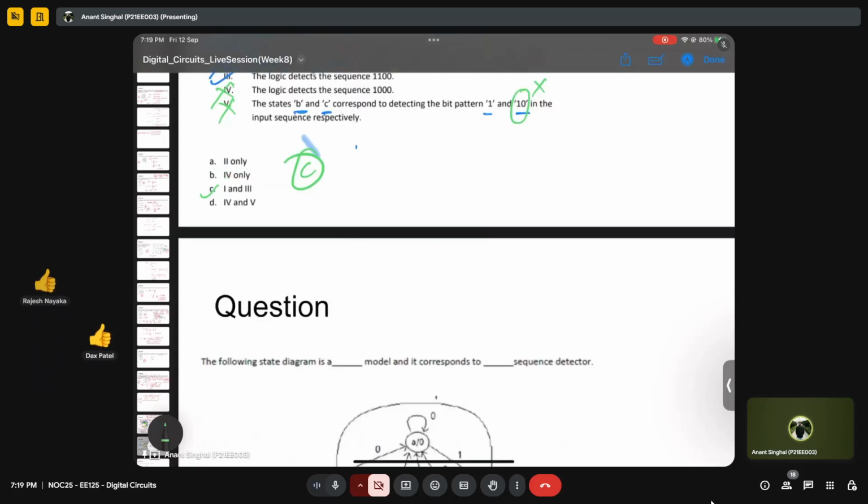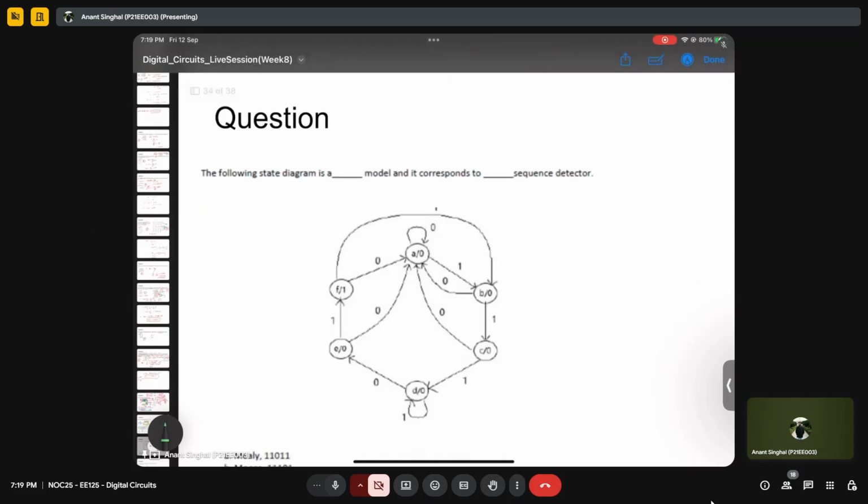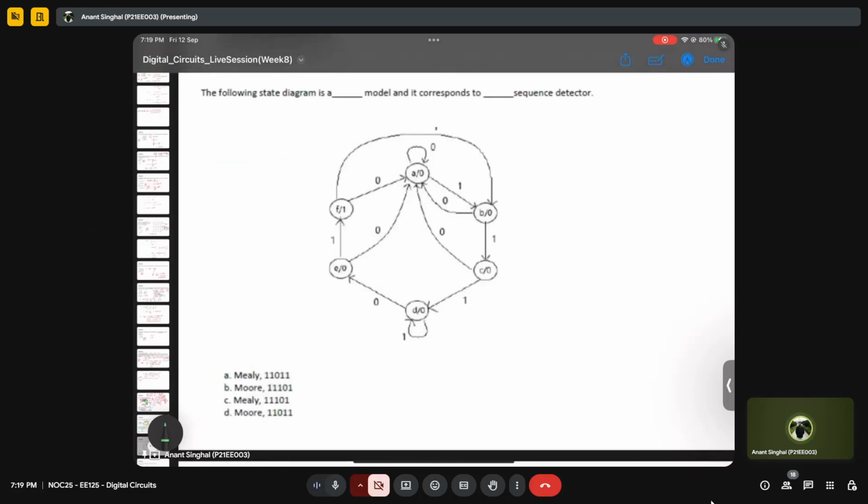Okay, let's move ahead then. It says the following state diagram is a dash model and it corresponds to dash sequence detector. So take maybe a minute and let me know quickly, is it a Mealy or a Moore model? It's a Moore model, right? So Mealy cannot be the answer because again, we need to do the sequence detection.